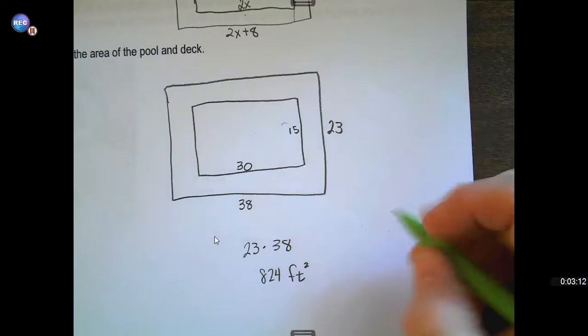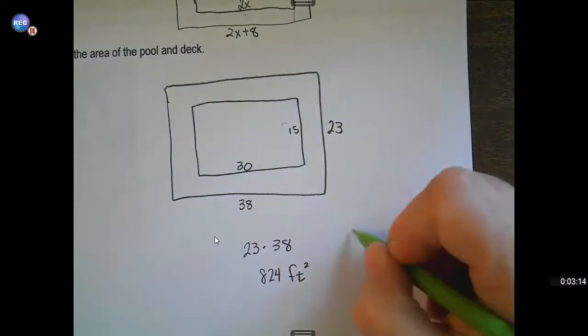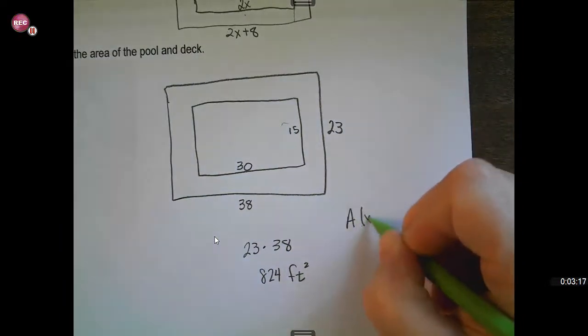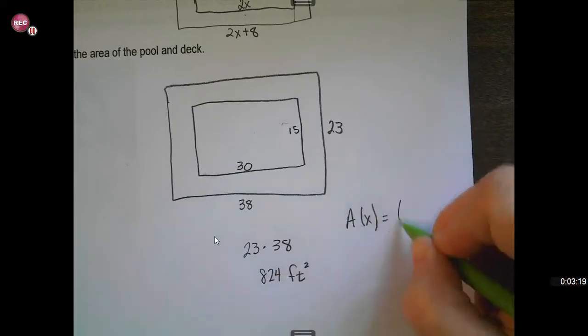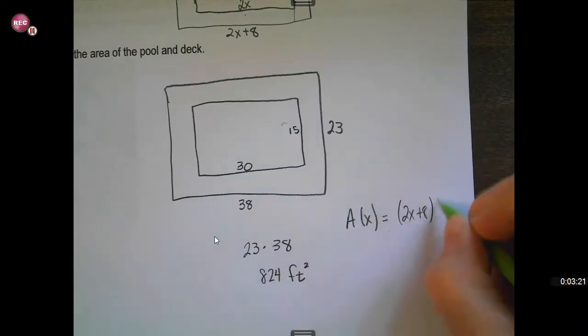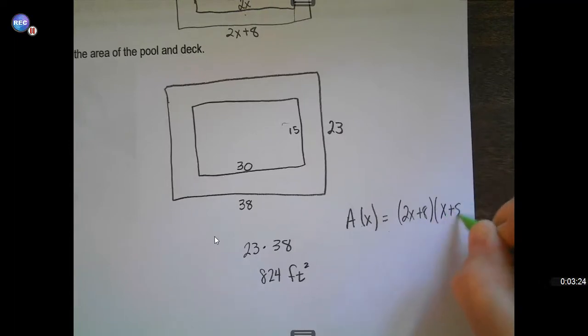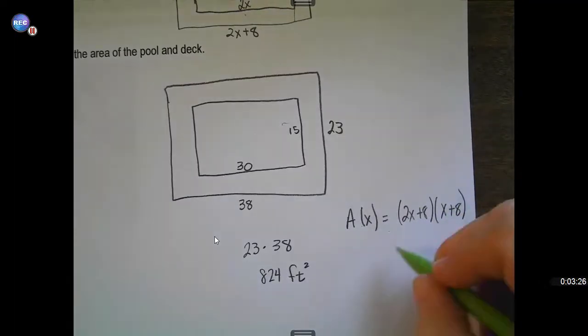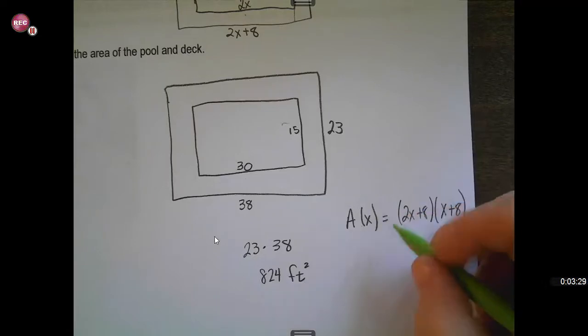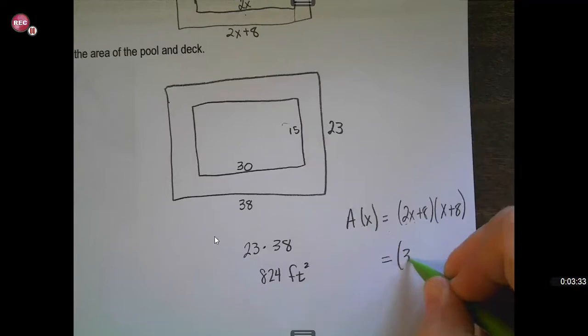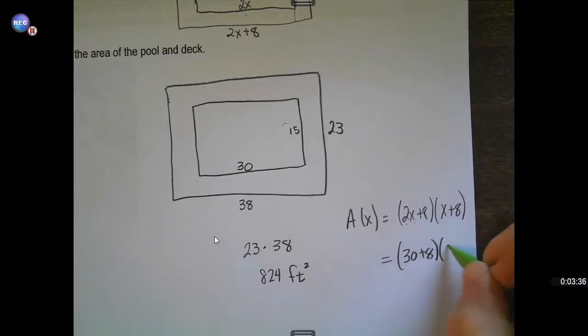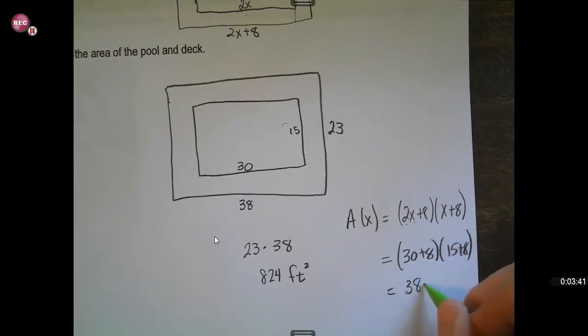On the online homework, they might ask you to use the equation 2x plus 8 times x plus 8, and to plug in 15 for x. So 2 times 15 is 30, plus 8, times 15 plus 8, which is the same thing we multiplied together over there. 38 times 23, we get 824 square feet.